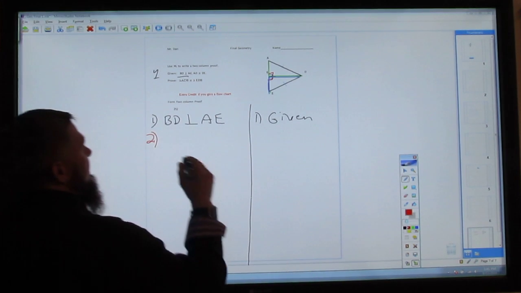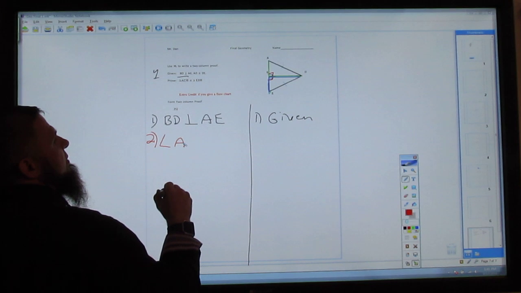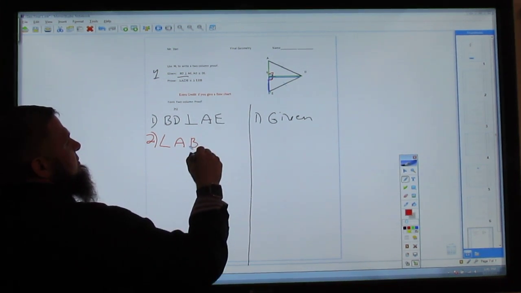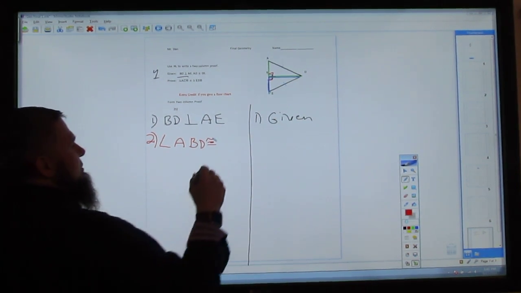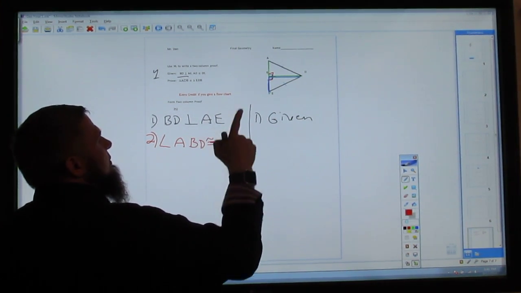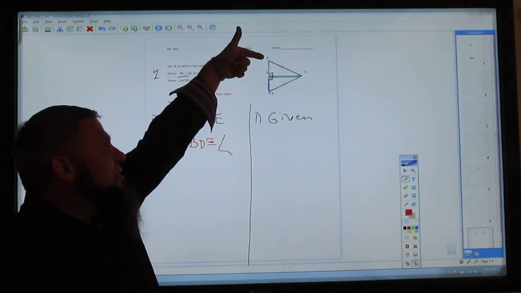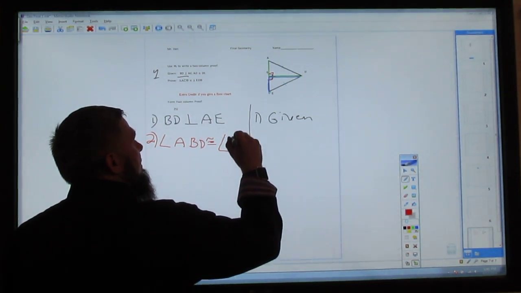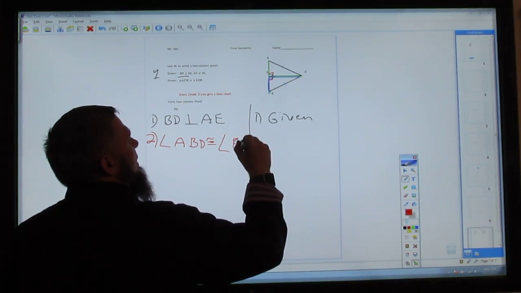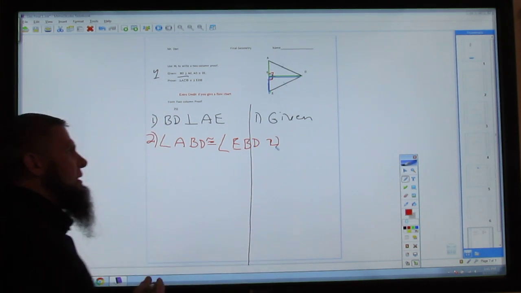So, let's write that out. Angle ABD is congruent to angle E or D. Which one do I start with? And why? E. Why E? Because it's a reflection of A. Reflection of A. Right? So EBD. And why do we say that? What lets us say that?